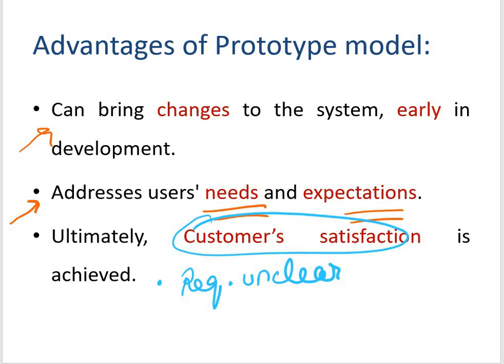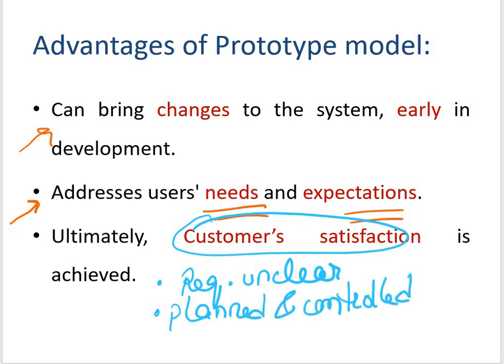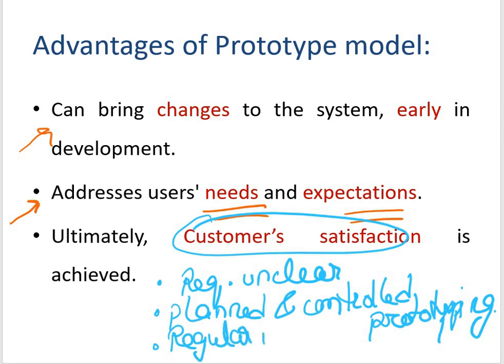And I should go for a planned and controlled prototyping. Or else what we saw was that we'll enter into a vicious circle. Go for regular meetings with the teammates. That gives you an idea of what all changes we are making.